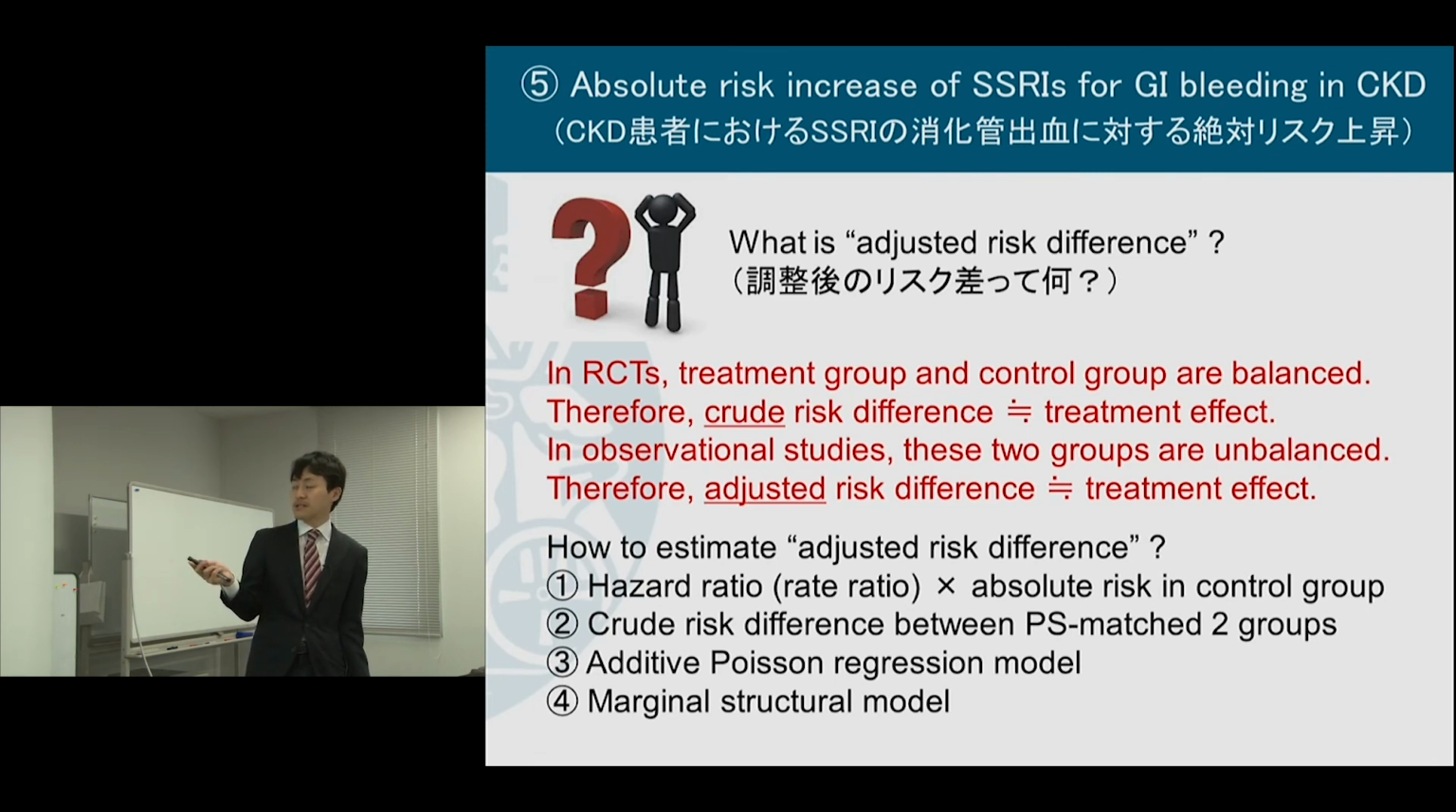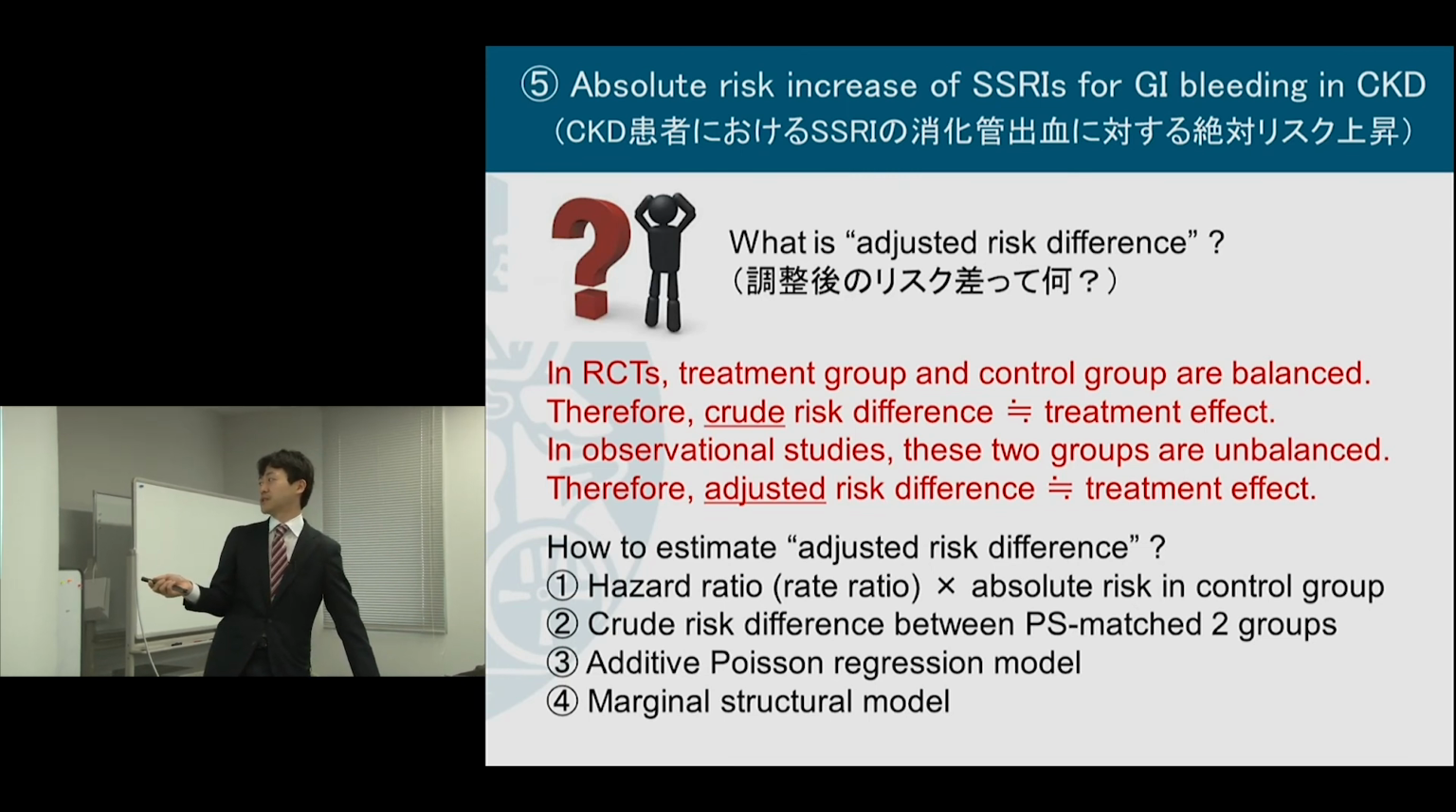The first is probably the easiest one: hazard ratio or rate ratio multiplied by absolute risk in the control group. But this may be a bit different from the true effect, biased because of the proportional hazard assumption. This is a kind of rough estimate, so the statistician didn't recommend this method. The second option may be the crude risk difference between propensity score matched two groups. Because propensity score matched groups are equally balanced, if you just take the difference, it is a kind of adjusted by propensity score.